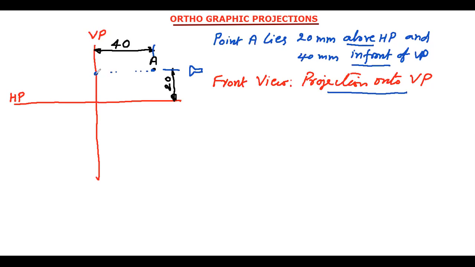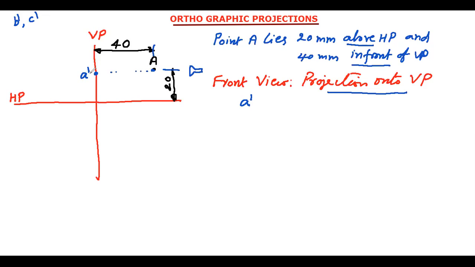Okay, dosto. So the front view is generally represented by a small letter with a hyphen. For point A, it is represented as small a dash. Suppose you have point B, it is represented as b dash. If you have point C, it is represented as c dash. So what is front view? Front view is the projection of a point onto the vertical plane, and it is denoted with a small letter with a dash.